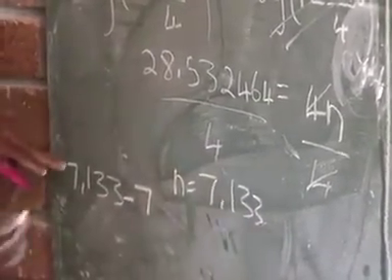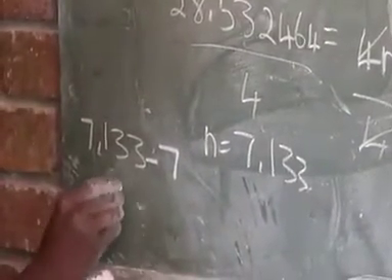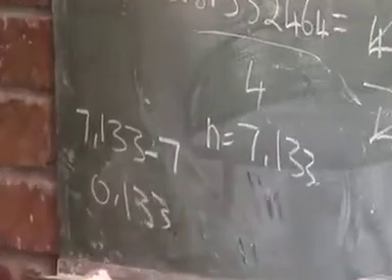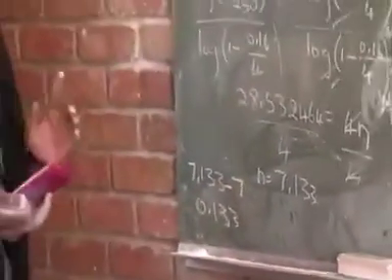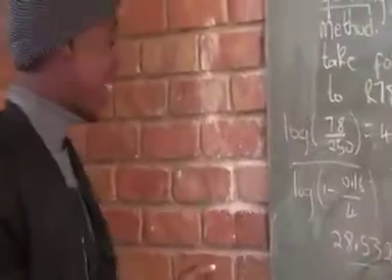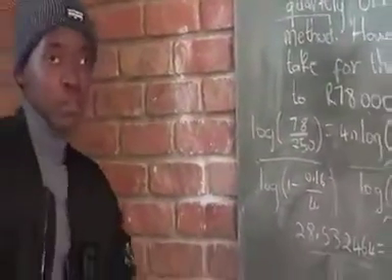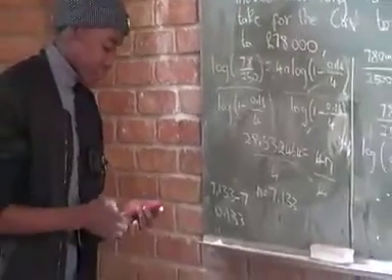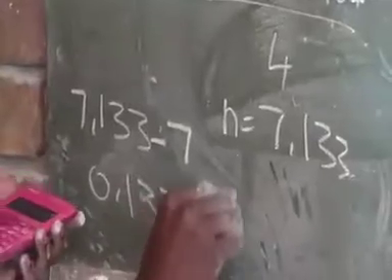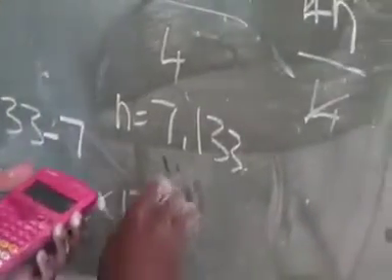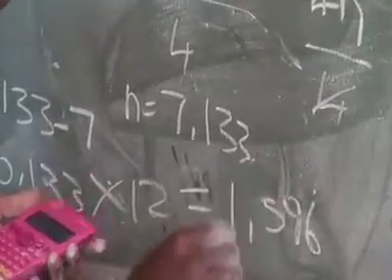So obviously we are going to be left with this exponent, 0.133. So what you want to do, keep your 0.133, but remember one year has 12 months. Hence you must multiply this answer by 12 for you to get the number of months. So I'm just going to quickly do it. We multiply this thing by 12. We are going to have 1.596.